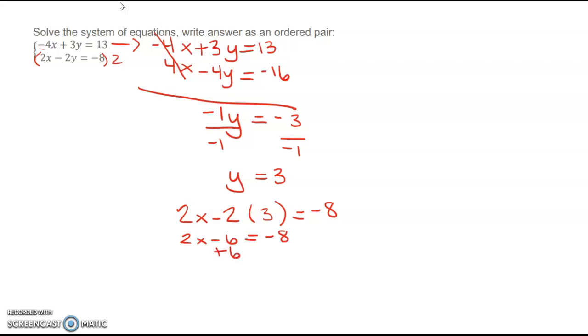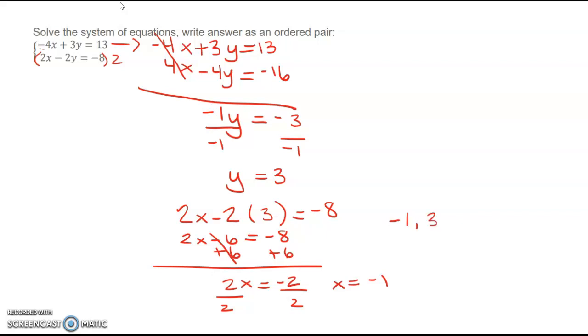Add the 6, and 2x equals a negative 2. Divide by 2 on both sides, so x equals negative 1. So my final answer will be negative 1, 3.